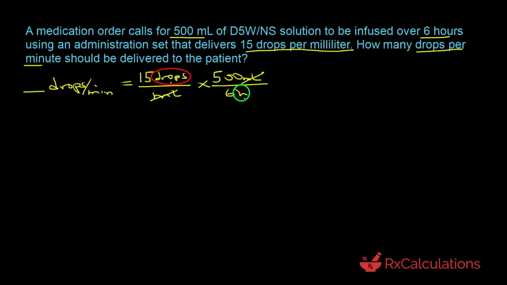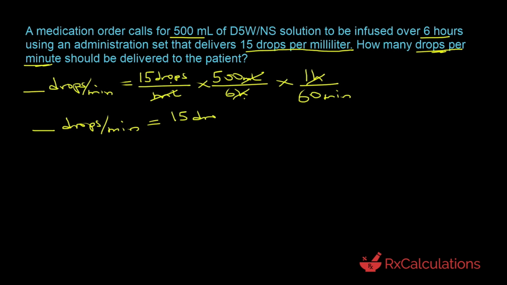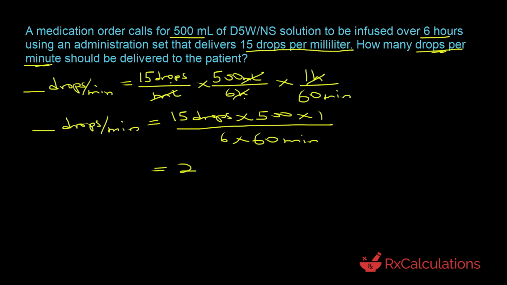But notice we need to be in drops per minute. So we need to convert the hour term to minutes. We're going to use a conversion factor that 1 hour is 60 minutes. So the hours can cancel out. And now we're going to multiply all the terms in the numerator and divide it by all the terms in the denominator. And that would imply that you have 15 drops times 500 times 1 divided by 6 times 60 minutes. And now that's going to be equal to 20.8 drops per minute. But notice that you can't really give 0.8 of a drop. So in this instance, you're going to round it up to 21 drops per minute.